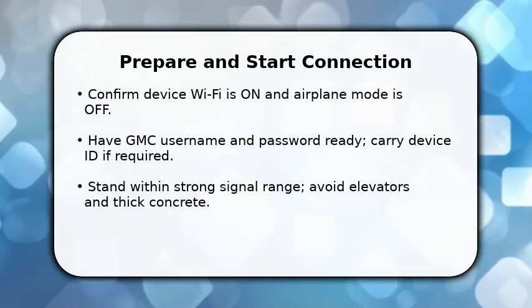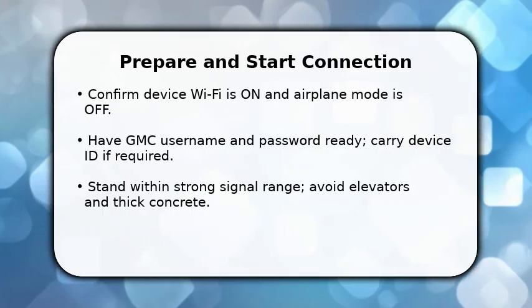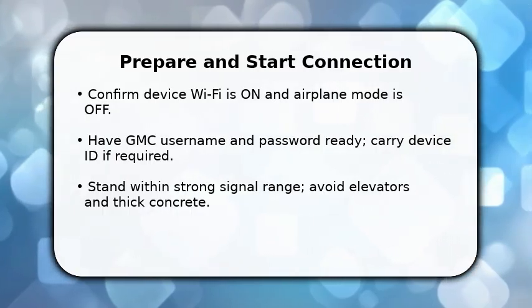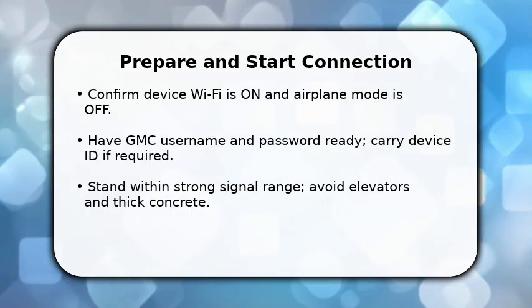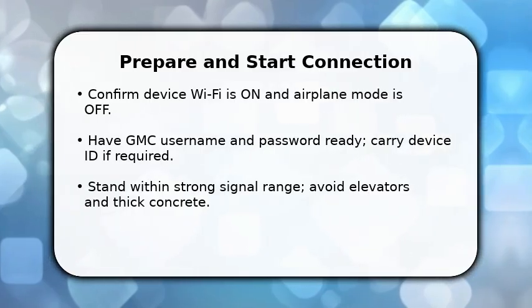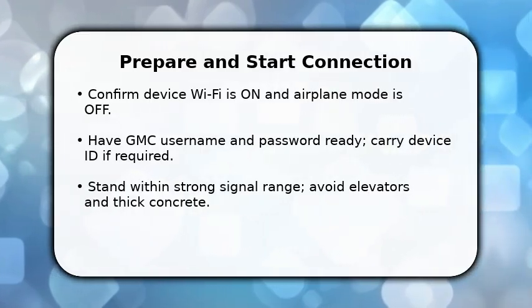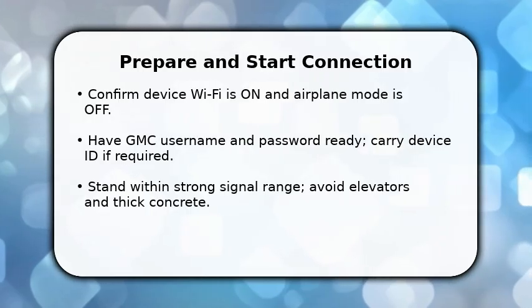You begin by enabling Wi-Fi and making sure airplane mode is off. This wakes the radio and reveals networks. Once done, scan for the GMC SSID and select it immediately so your device begins negotiating.